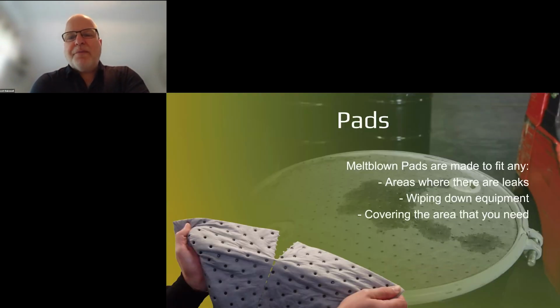So pads, folks, are made to use in areas where there are leaks for wiping down equipment and covering areas that you need to. So when I say covering areas that you need, it's specific. It's not very big. In our case, the pad is a 15 by 18. You might want to put it under spot leaks, maybe a hose leak on a machine, valve leak, something like that. But in areas where it's specific, and you could select from many different grades depending on how much you're leaking.